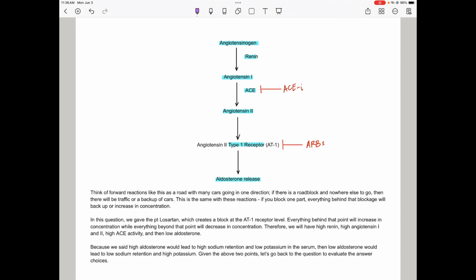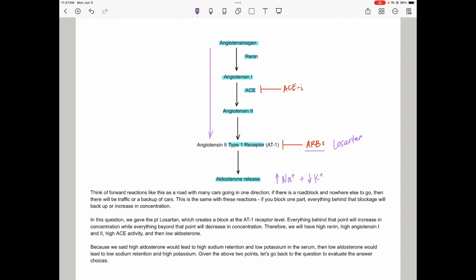And once again, the effect of aldosterone will be to increase sodium in the blood and decrease potassium in the blood. At the level of the angiotensin II receptor, we have the ARBs. So this is where the drug losartan, or any other sartan, would work. And the way to think about it is to consider this forward movement something like a road or a highway where there's many cars going in one direction.